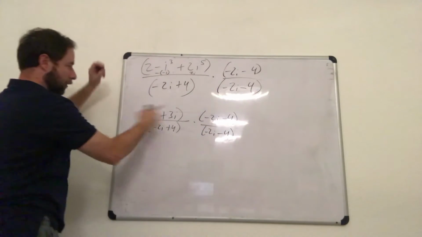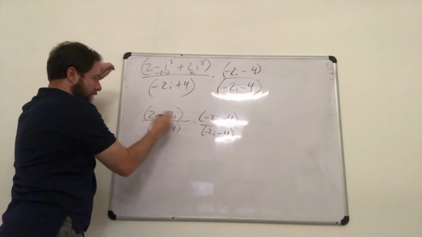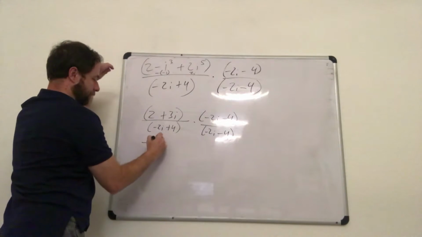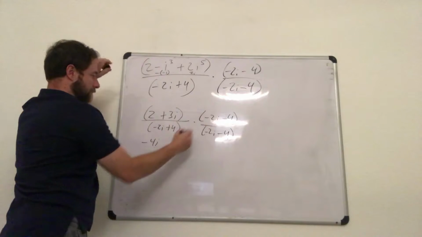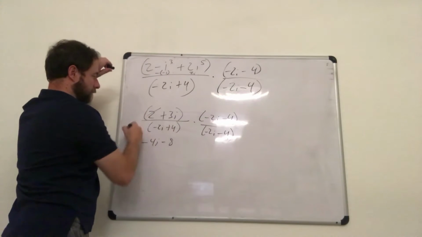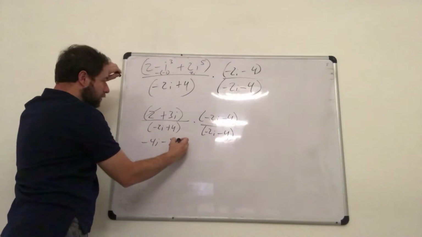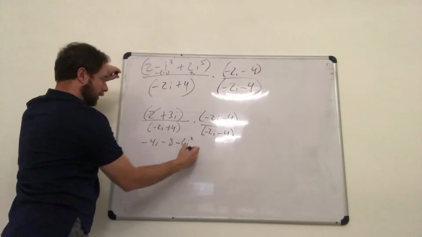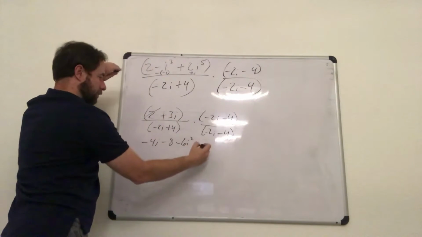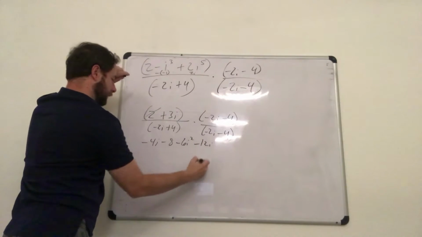So do FOIL. FOIL the top. You get 2 times negative 2i is negative 4i. 2 times negative 4 is negative 8. So the 2 is done. 3i times negative 2i becomes negative 6i squared. And then 3i times negative 4 is negative 12i.